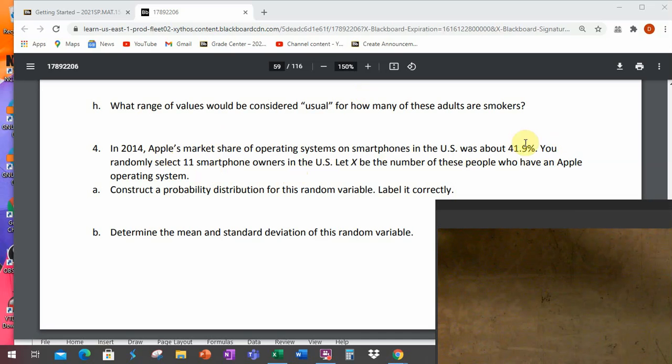Okay, so this is the probability of success. We're going to do 11 trials, and then X is the number who have this. So X would go from 0, none of them had an Apple operating system, all the way to all 11.